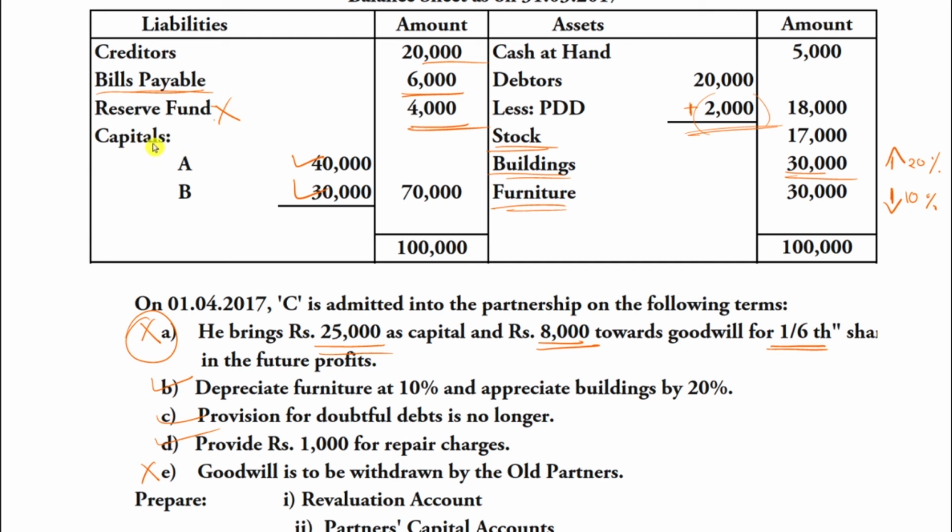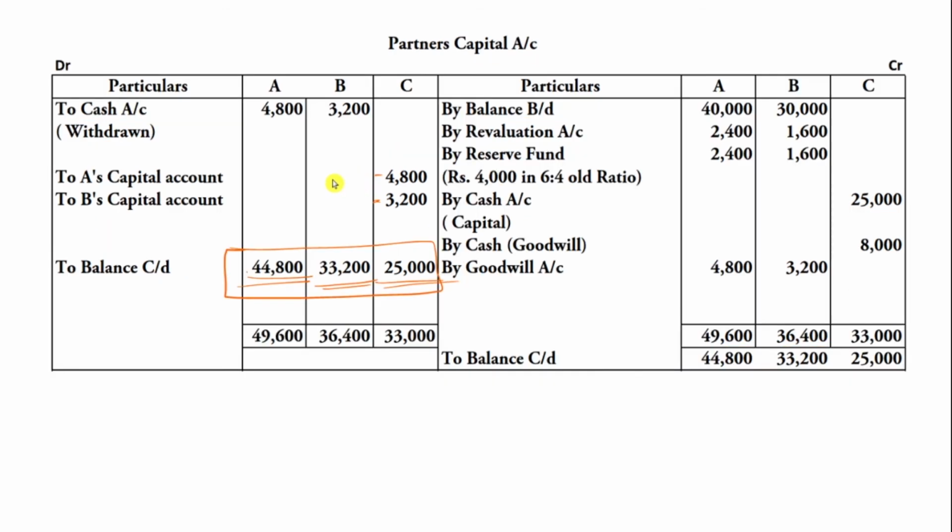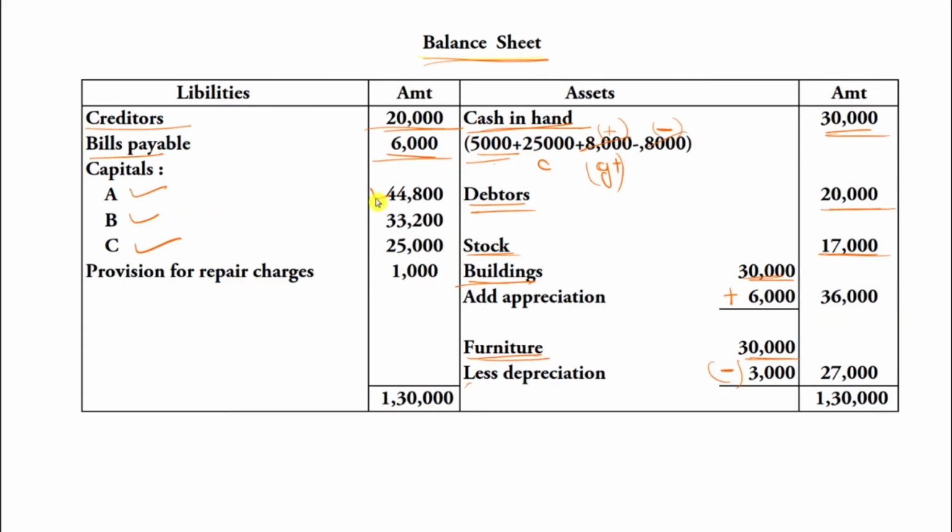Next we have capital. We do have capital, but this is not the amount we are recording. So let's record A and B and including C's capital here. So A, B, C, write capital A, B, C. You can find this capital in the partners' capital account, that is 44,800, 33,200, 25,000. So write 44,800, 33,200, 25,000. So these are the capital.